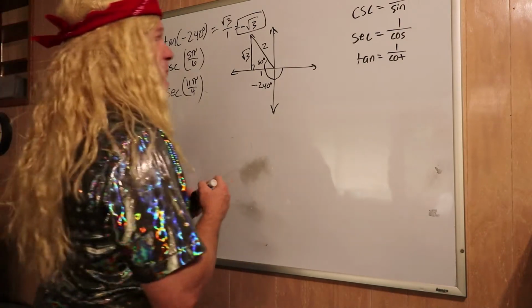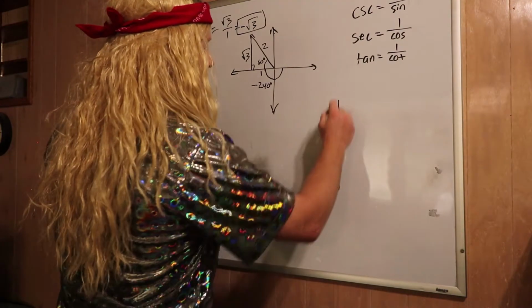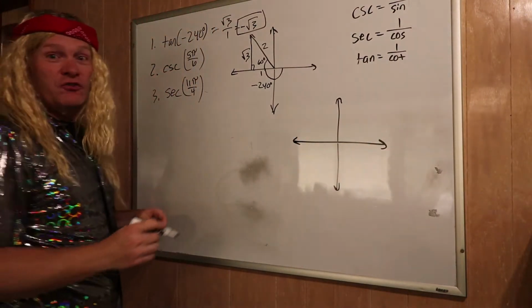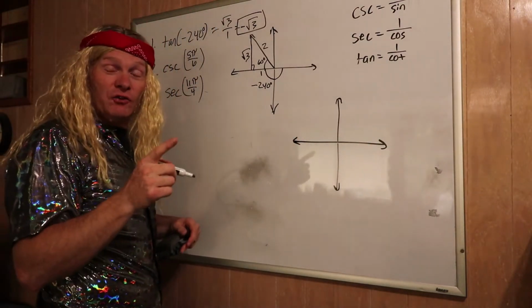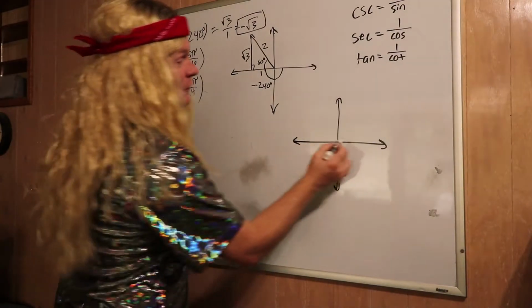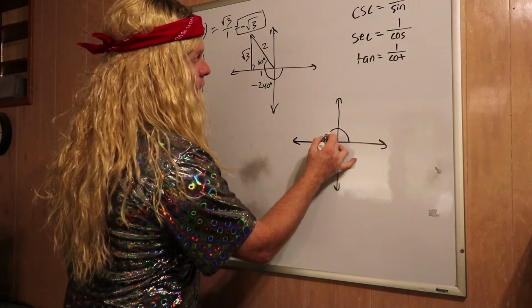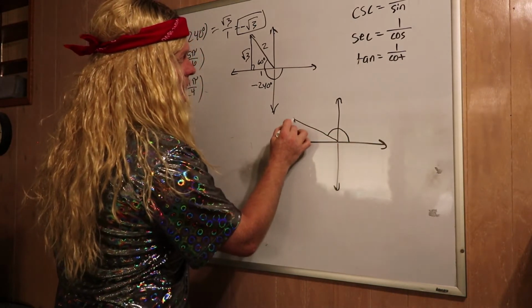All right, let's try this one here. Cosecant of 5 pi over 6. Okay, 5 pi over 6, I remember 1 pi over 6 is 30 degrees. So 1, 2, 3, 4, 5 pi over 6.